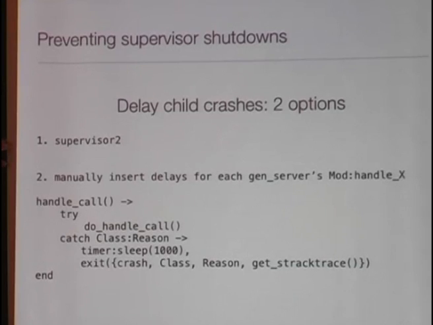So one solution is Supervisor 2, a modified version of OTP Supervisor written by the RabbitMQ guys. So you can just rip it out from their implementation and start using it. It has an additional parameter, which is an additional delay between restarts. And that's as simple as that. Or you can introduce a delay in your gen server function handlers explicitly like that. But it can get very tedious, and you need to remember to do it all the time.